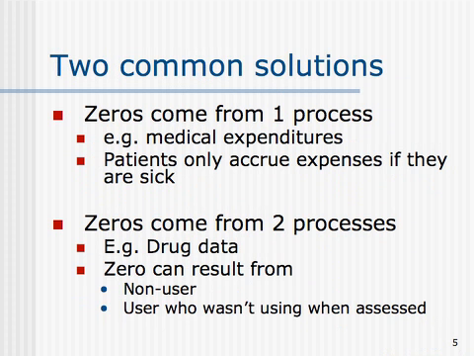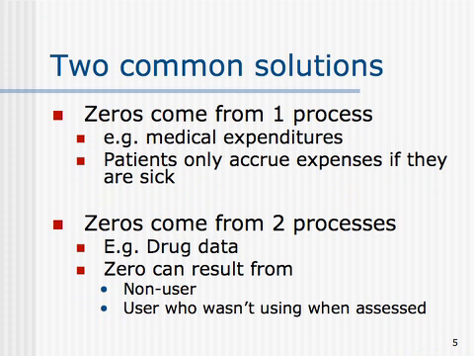If you're a zero, you're in that state, or if you're healthy, you're going to have some kind of costs accrued. Another approach that people take sometimes is to assume the zeros come from two processes. To use an example from drug data, if you have a zero, it can be from a non-user, or it can be from a user who just wasn't using when they were assessed or interviewed. So the zeros can come from two processes.